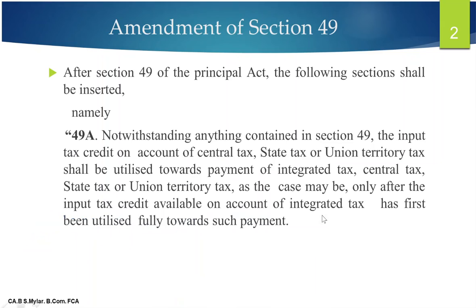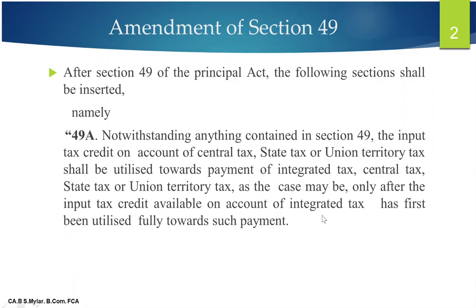Section 49A: notwithstanding anything contained in section 49, the input tax credit on account of central tax, state tax, union territory tax shall be utilized to the payment of integrated tax, central tax, state tax or union territory tax, as the case may be, only after input tax credit available on account of integrated tax has first been utilized fully towards such payment. So, the important aspect we need to see here is only after utilization of integrated tax.